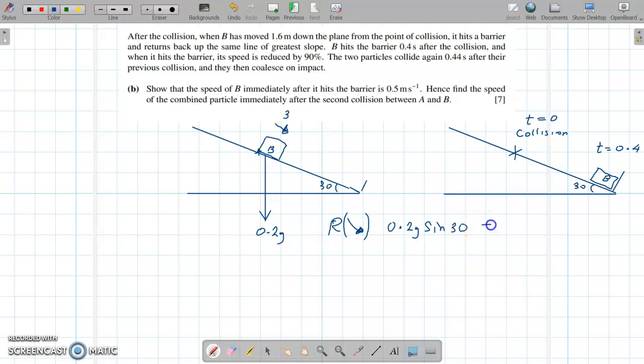F equals ma. It's not in equilibrium because we're going to have acceleration. So there's our F. Our mass is 0.2 kilograms, and a is what we're trying to calculate. Let's put that with a double arrow. That's what we're trying to calculate. Okay, so we've got 2 times 0.5 equals 0.2a, and half of 2 is 1.